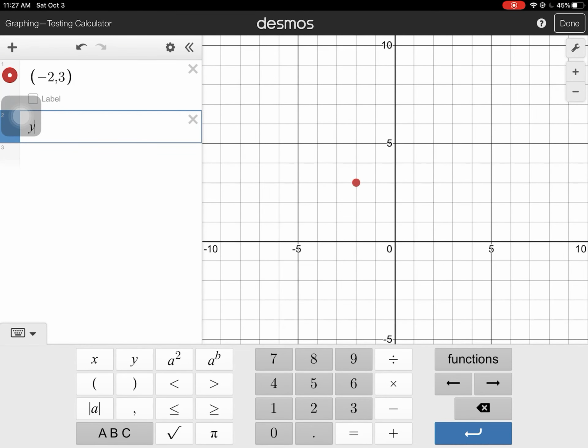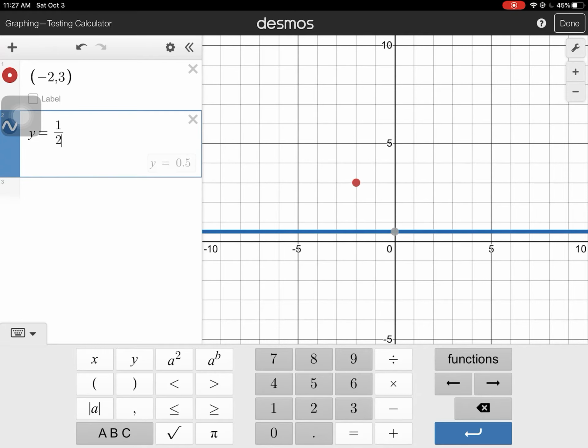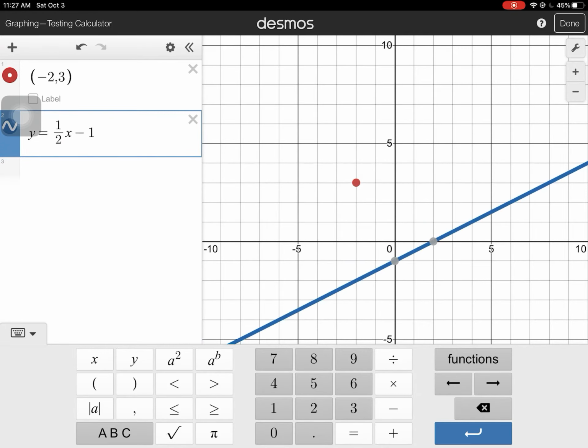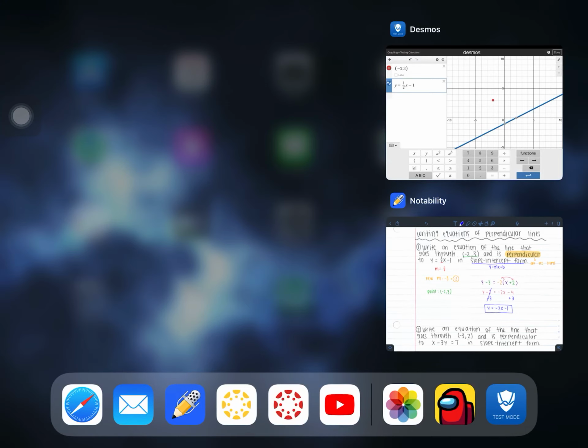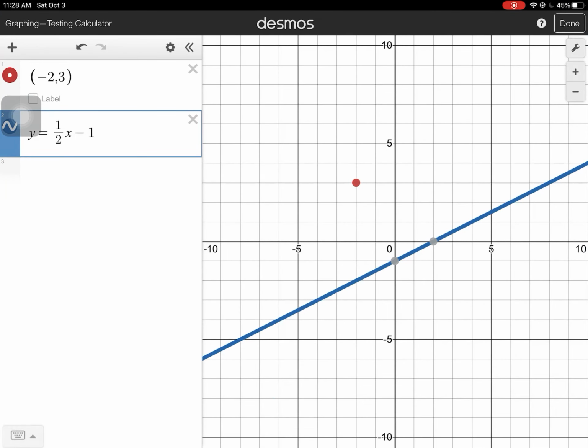Okay, and then they gave us the equation y equals 1/2 x minus 1. Is that correct? 1/2 x minus 1. So they're giving us that blue line, right? That's the equation, and then they gave us that red point. They want you to make a perpendicular line to the blue one. So that means they want you to go through this red dot, but be perpendicular to the blue. So it's going to be a line that cuts through it like this.